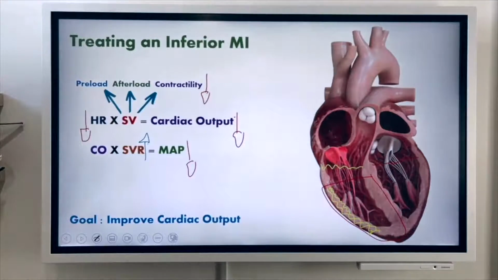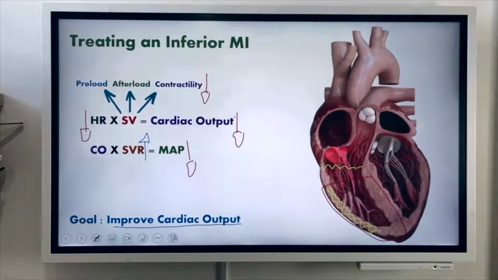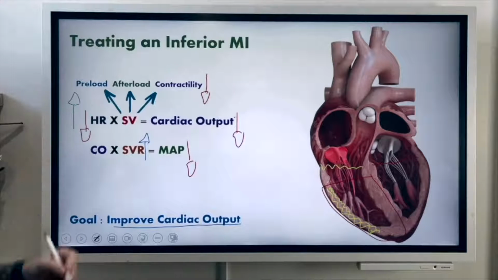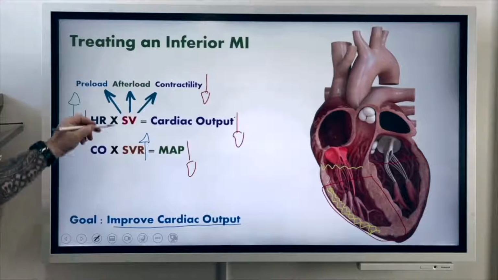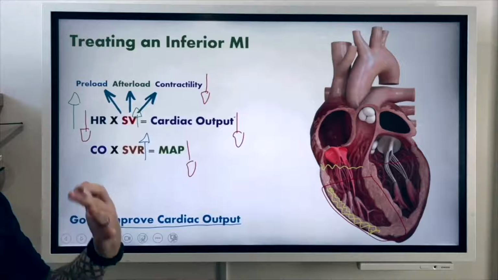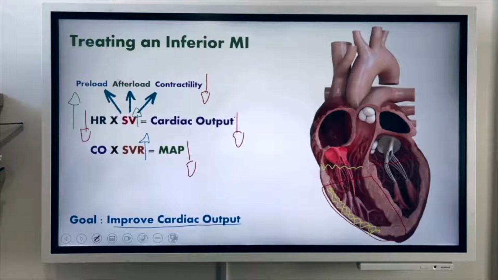So what is our goal knowing the physiology here? Well, the goal is to improve cardiac output. There's a few ways that we can do that. We can improve the heart rate to improve cardiac output, or we can improve the stroke volume to improve cardiac output. Those are the two main ways that we can improve cardiac output. So what are we going to do in inferior myocardial infarctions?